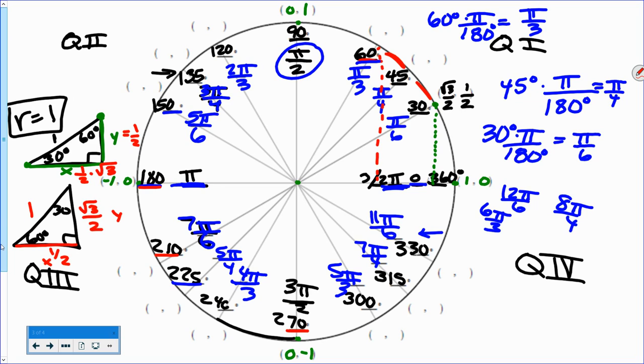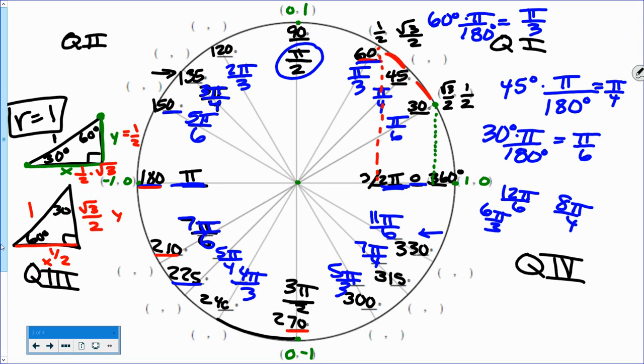So this time I'm writing 1/2 and then square root of 3 over 2. Notice the 30 degrees and 60 degrees use the exact same fractions, but they switch the x and the y. That's an important thing to notice.